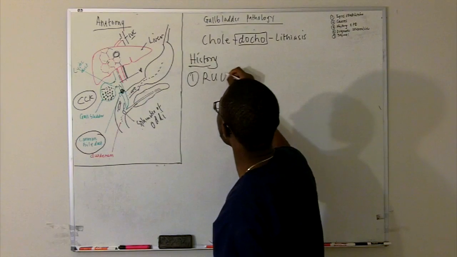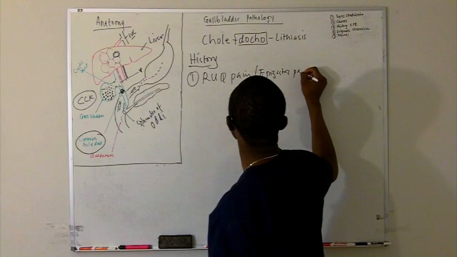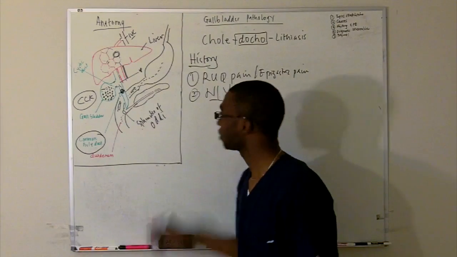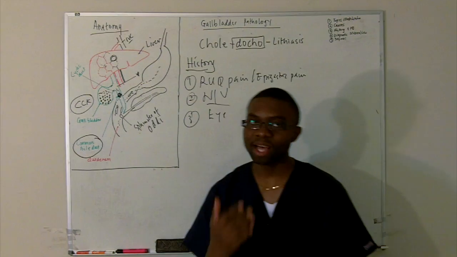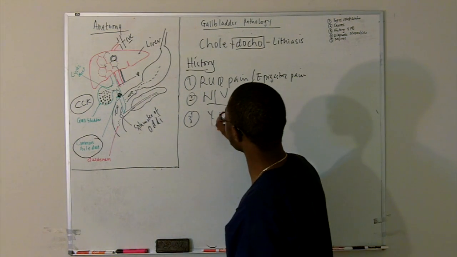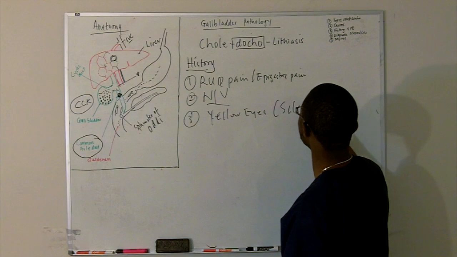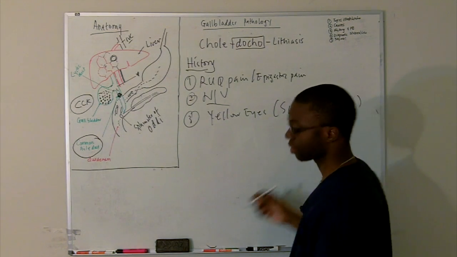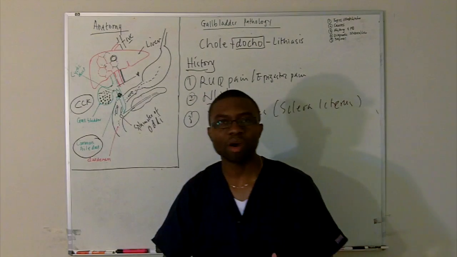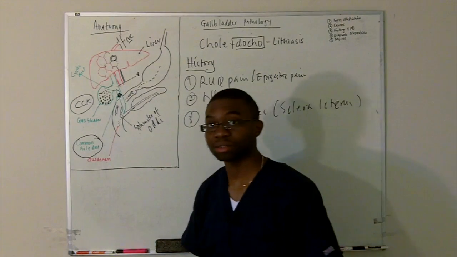First, history: right upper quadrant pain or epigastric pain. They have nausea, they're vomiting. They tell you their eyes are yellow, right? Yellow eyes. In medicine, we call that sclera icterus, which is a fancy name for yellow eyes, right? Then you wonder, nausea, vomiting, right upper quadrant pain, epigastric pain, and jaundice, right?